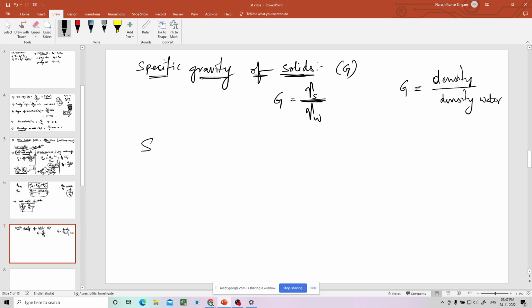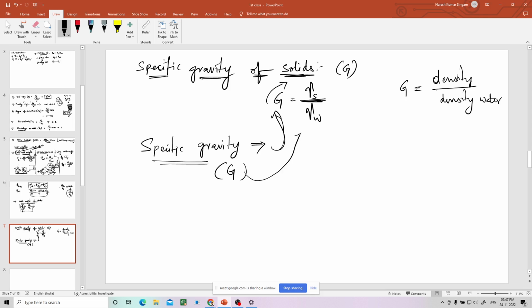Now, specific gravity is also nothing but specific gravity of solids. You cannot take specific gravity to mean specific gravity of soil. By default, specific gravity deals with only solids. And in our soil mechanics, wherever we use specific gravity, which is denoted by G, that is always specific gravity of solids, not soil.